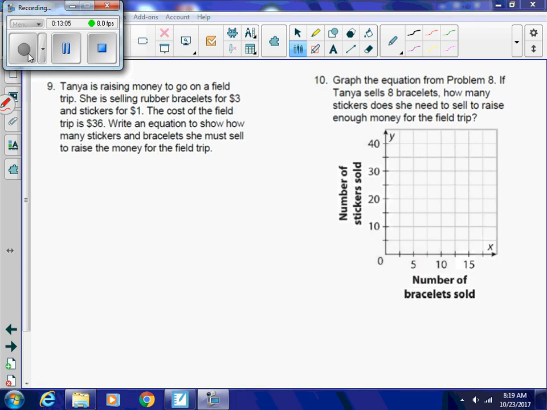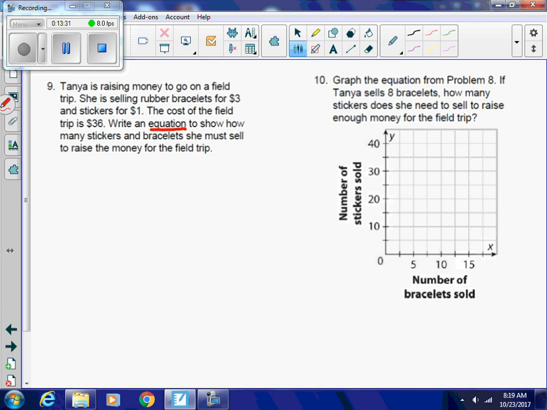Number 9. Tanya is raising money to go on a field trip. She is selling rubber bands for $3 and stickers for $1. The cost of the field trip is $36. This time we're writing an equation to show how many stickers and bracelets that she must sell to raise money for the trip. This is very similar to problem 7 that we just did.